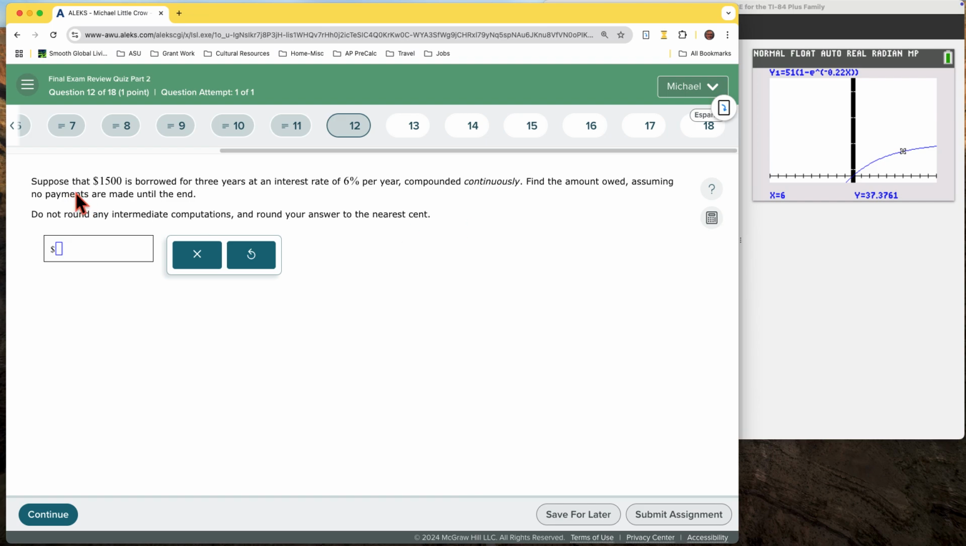So let's look at 12. Suppose that $1,500 is borrowed for 3 years at an interest rate of 6% per year, compounded continuously. Find the amount owed, assuming no payments are made until the end. Do not round any intermediate computations and round your answers to the nearest cent. So for this one, we're going to have to remember the continuous compounding formula.